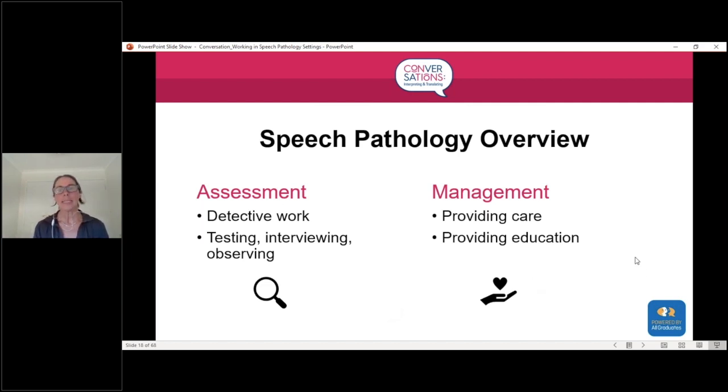Management, on the other hand, is the aspect of speech pathologists' work where they provide care, okay? So they try and help the person who's having difficulties by providing therapy, and they also provide education. Speech pathologists spend a lot of time educating carers, family members, teachers, anybody who lives in that person's world and who interacts with that person, to try and educate them about what the problem is and how the problem can be overcome in daily life.